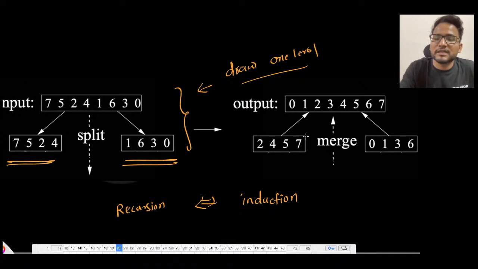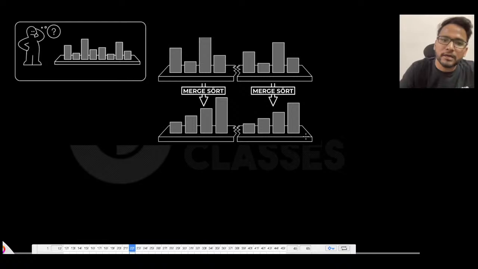Then we are interested in the whole procedure. So basically what I'm saying here is you divide your array into two halves. This is one half, this is another half. Then let's suppose that using merge sort you are able to sort it.